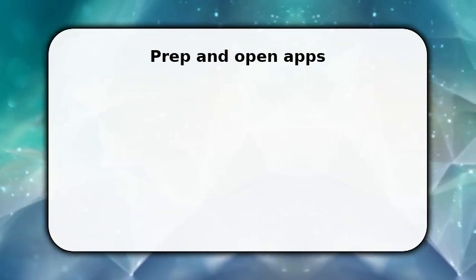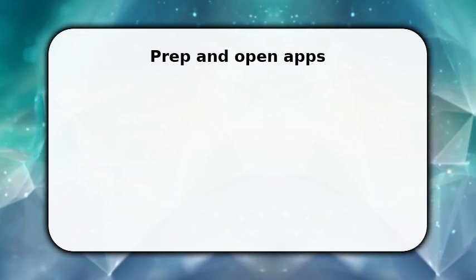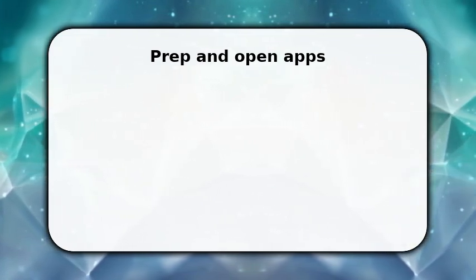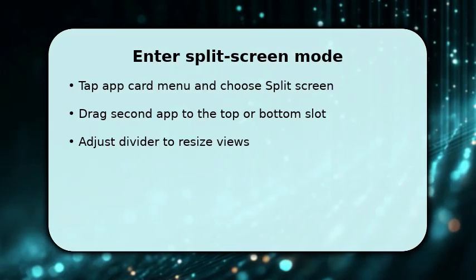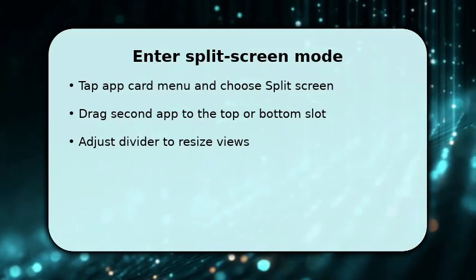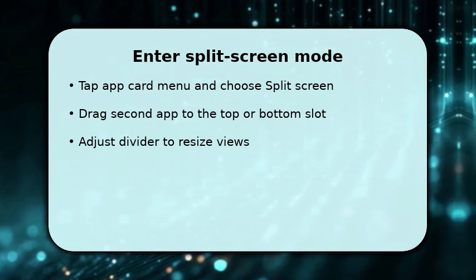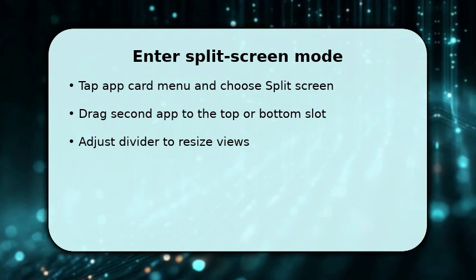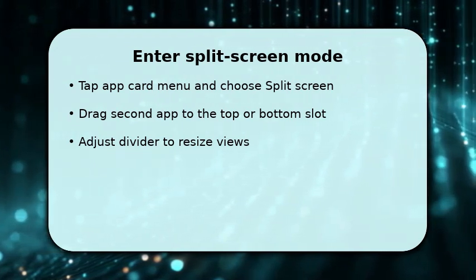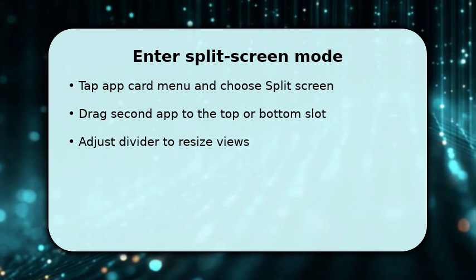Make sure the apps support split screen. Some full-screen games or secure banking apps block it. And from the Recent Apps view, tap the three-dot menu on the first app's card and choose Split Screen. This pins that app to one half of the display. Then select the second app from Recent or the App drawer, and it will occupy the other half automatically.